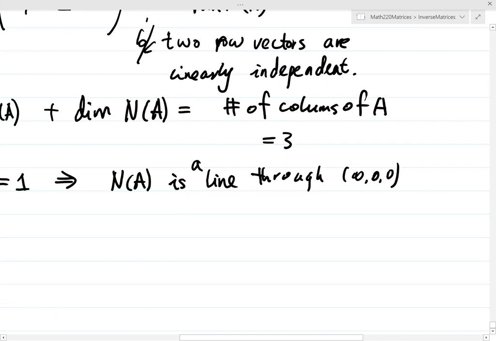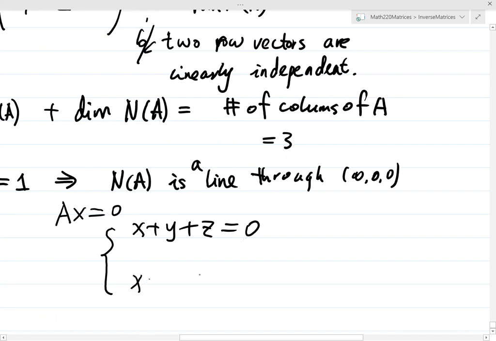The null space is a line. So for the null space, we need Ax to be 0. Then you get x plus y plus z is 0. This is a plane. Then x plus 2y minus z equals 0. This is another plane. The two planes are different, not parallel, so they intersect. Two planes in R3 naturally intersect if they are not parallel, and the intersection is a line.